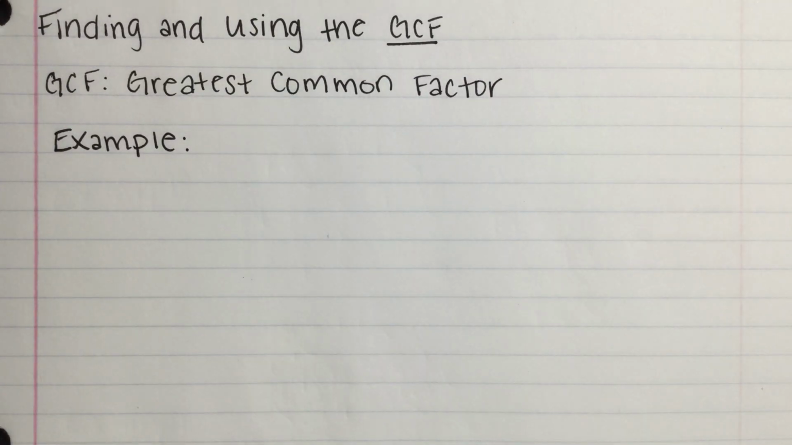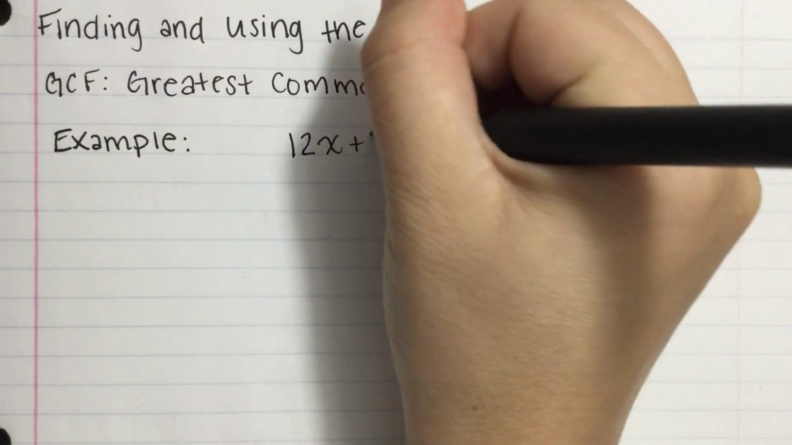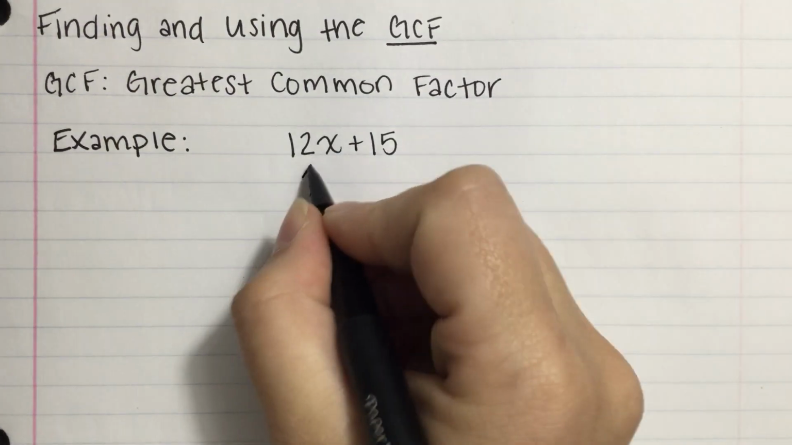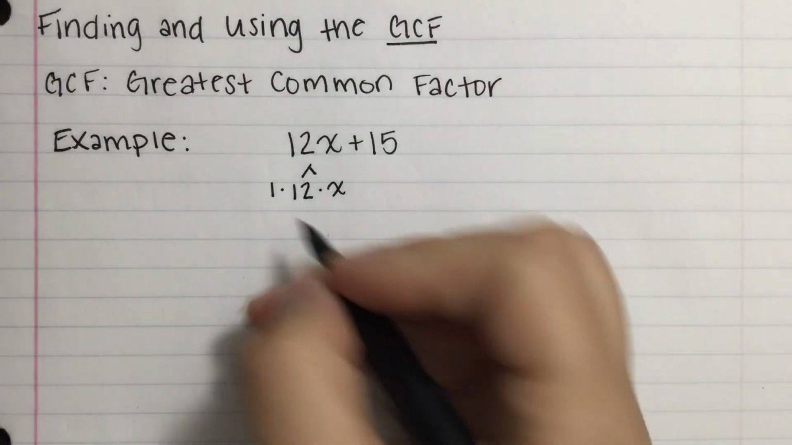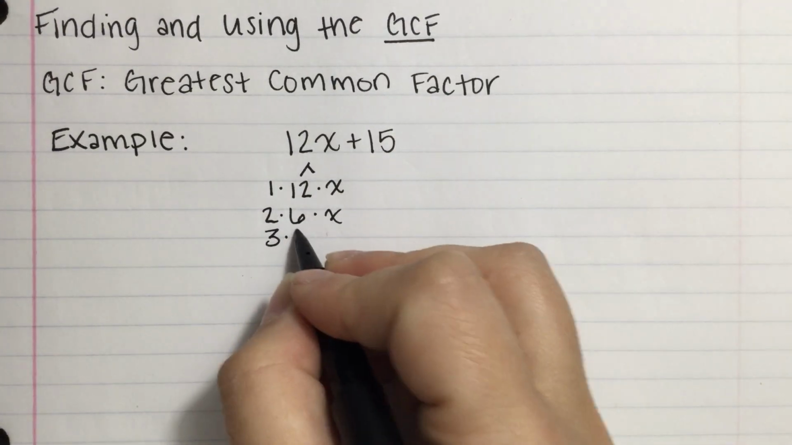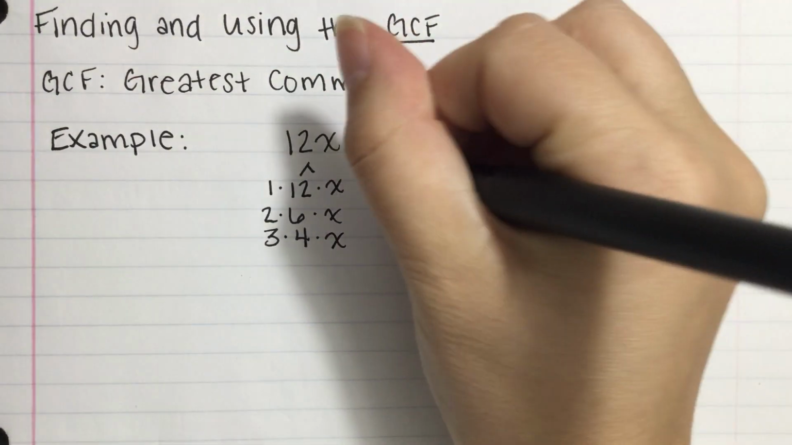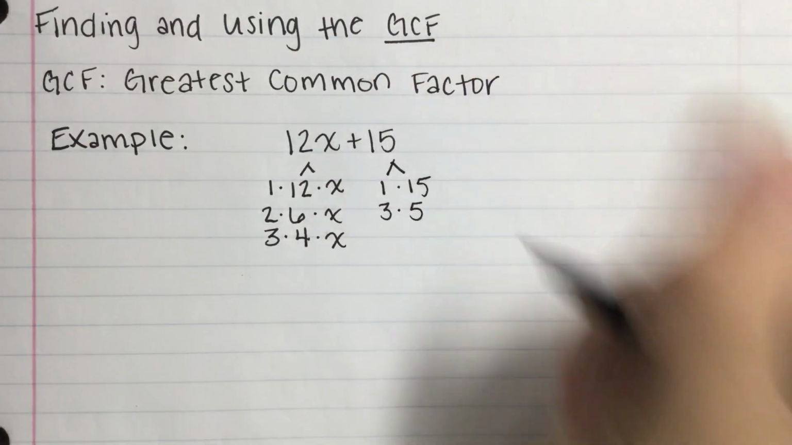Let's say that we are given the expression 12x plus 15. Now, what we're going to do is break this up into each of the factor pairs that these two numbers or terms can be split up into. So 12x, we could split that up into 1 times 12 times x, 2 times 6 times x, 3 times 4 times x. So those are all the different ways to split up 12x.